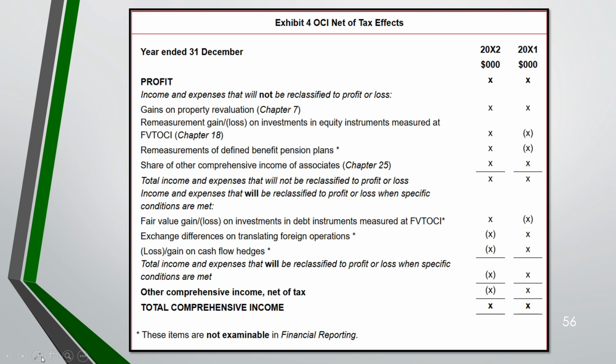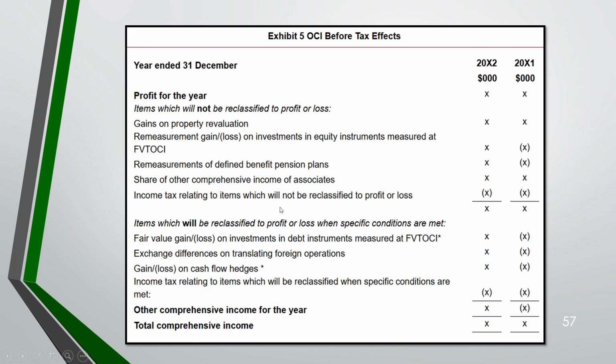Now, let us go to the second format. This is before tax effect. So, before tax effect is the same thing only: items that will not be reclassified, items that will be reclassified. Again, these are the same items they have asked. The only thing is this is before tax. It's the same thing, other comprehensive income, and then you get your total comprehensive income.